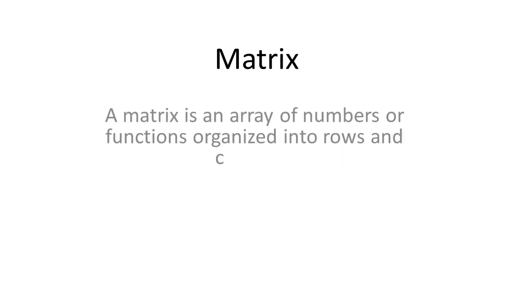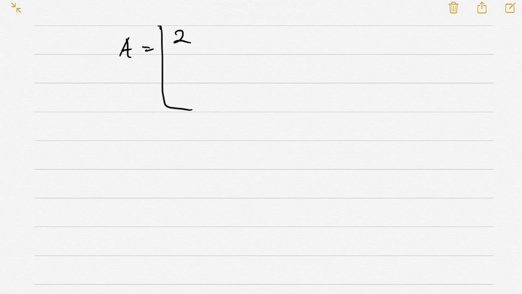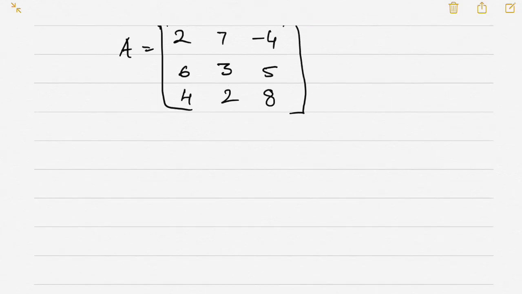Consider the matrix A. This matrix has 3 rows and 3 columns. The horizontal lines are called rows and the verticals are called columns. These are the rows, row 1, row 2, row 3. This is column 1, column 2, column 3. The order of this matrix is 3 by 3. It means that this matrix has 3 rows and 3 columns.